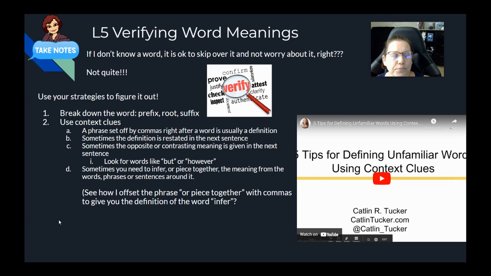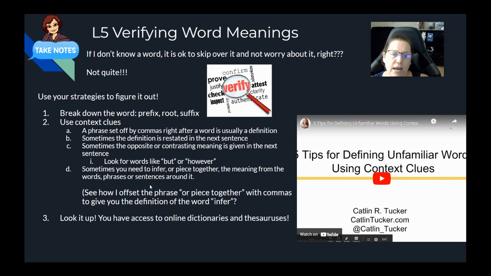Okay. So see how I offset phrases with commas to give you the definition of the word infer. See up here, I said sometimes you need to infer, comma, or piece together, comma, the meaning of the words or phrases or sentences around it. So you can see that or piece together is actually the definition of infer, right? Infer means your best guess, or to piece something together using clues, right?